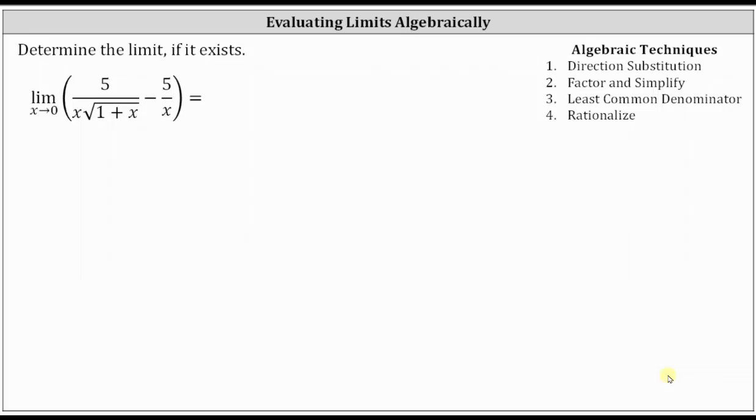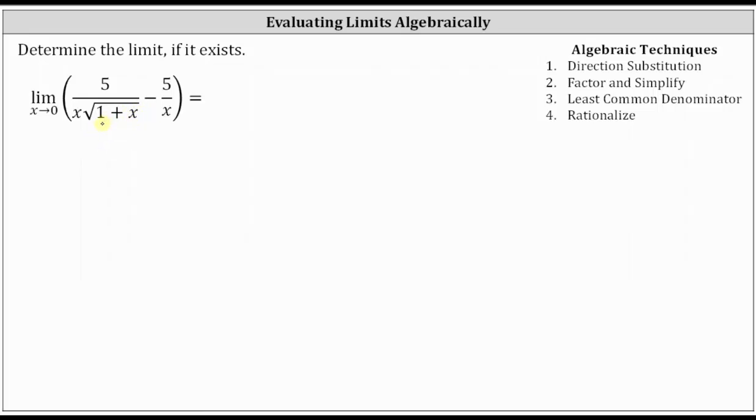We want to determine the limit if it exists. We will first determine the limit by performing algebraic techniques. Notice if we try to perform direct substitution to determine the limit, we have 5 divided by 0 minus 5 divided by 0. This does not mean the limit does not exist. We can also perform algebraic techniques to simplify a function that will remove discontinuity and allow us to find the limit by performing direct substitution.